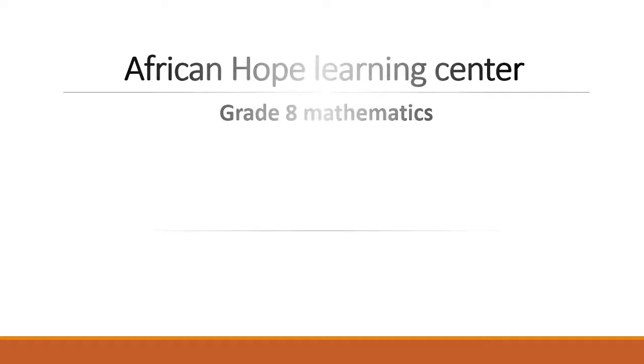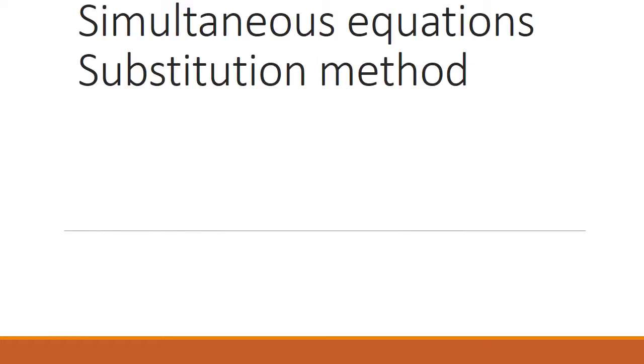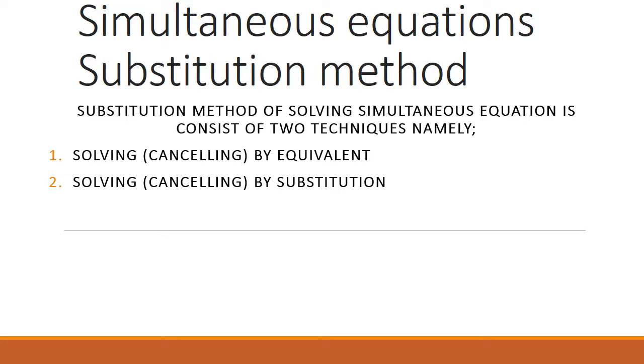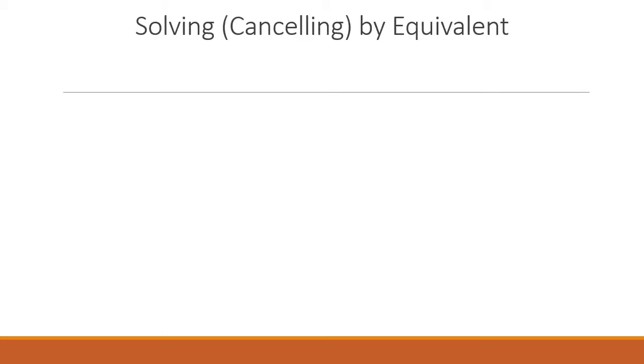So here we shall be looking at simultaneous equations, substitution methods. The substitution method of solving simultaneous equations consists of two techniques. One is solving by cancelling, or solving by equivalence, which they call cancelling by equivalence. That's how it is in the Sudanese book. And then secondly, solving by substitution, which they call cancelling by substitution. So in this video, we will only focus on cancelling by equivalence.